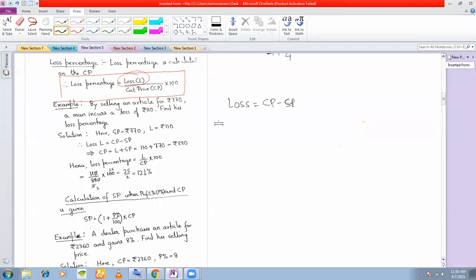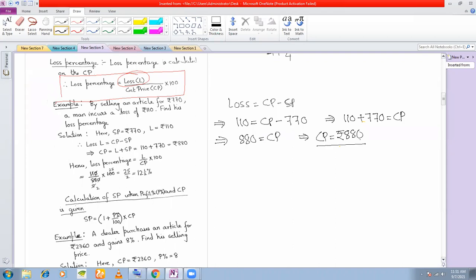Okay, so now you put the values. Loss, you know, is 110. Cost price you need to calculate. Selling price is 770. So therefore, 110, if you take 770 on the other side, that means 880 is equal to CP. That means the cost price is rupees 880.